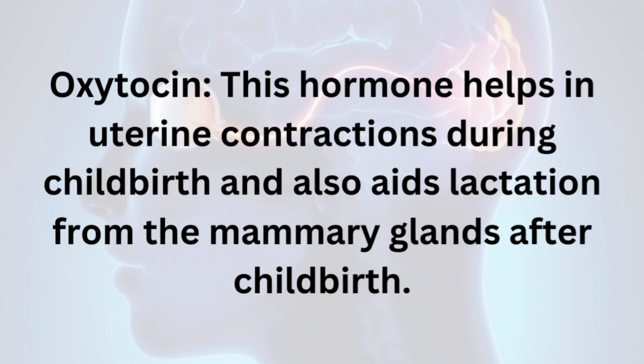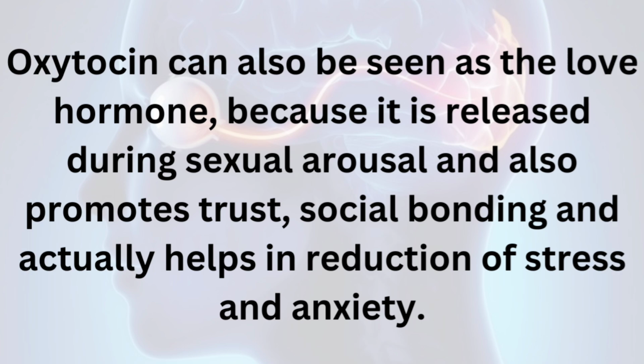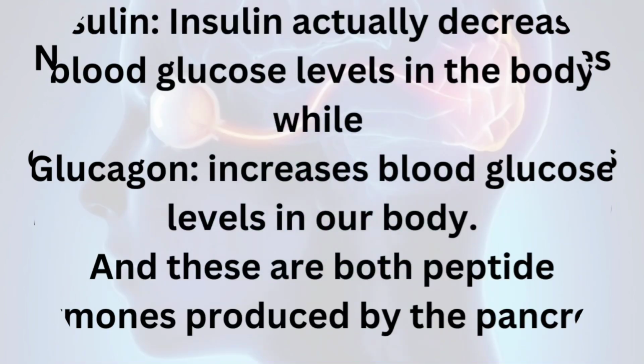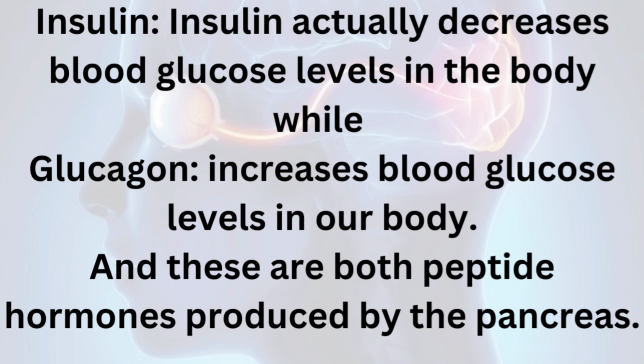We also have oxytocin. This hormone helps in uterine contractions during childbirth and also aids lactation from the mammary glands after childbirth. Oxytocin can also be seen as the love hormone, because it is released during sexual arousal, and also promotes trust, social bonding and helps in reduction of stress and anxiety. Note, the posterior pituitary does not produce vasopressin and oxytocin; rather, the hypothalamus produces them and sends them to the posterior pituitary through neurons.